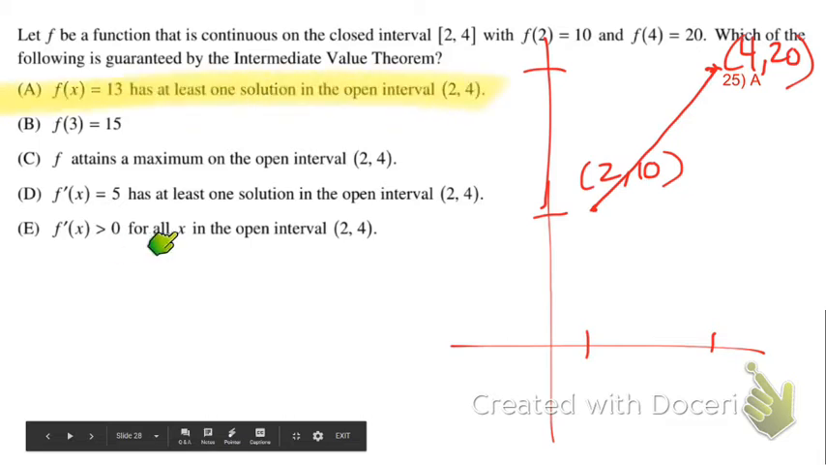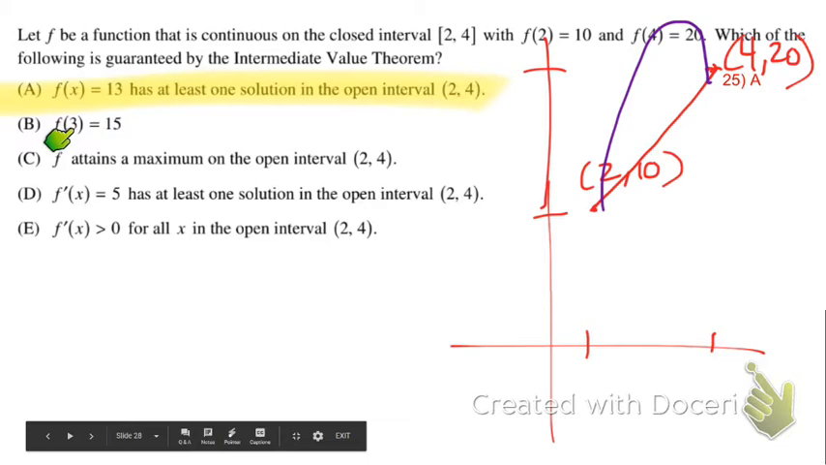Let's talk about why these other ones are not necessarily true. It says f of 3 equals 15. Well, it is true that at least one time it has to go through 15, but it's not true that it has to happen at 3. So just because I drew it as a straight line, which probably means mine does go through f of 3 equals 15, doesn't mean it has to be drawn like this. It could have been drawn like this, for example. And then maybe it equals 15 somewhere over here, closer to like 2.5 or something like that.